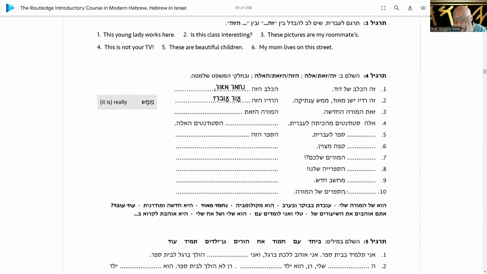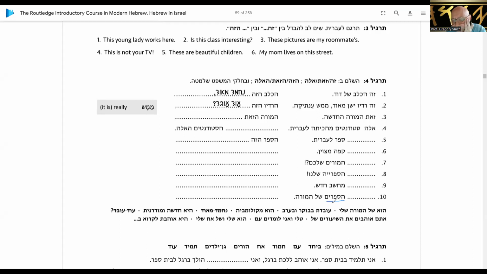Look at number 10 here. We have a soprim shel hamorah. Let's see, I'm trying to remember what that is. Belonging to the teacher. Oh, it's like the books. Hasiprim shel hamorah, to say more, the teacher's books. הספרים של המורה. Yeah, shel hamore.